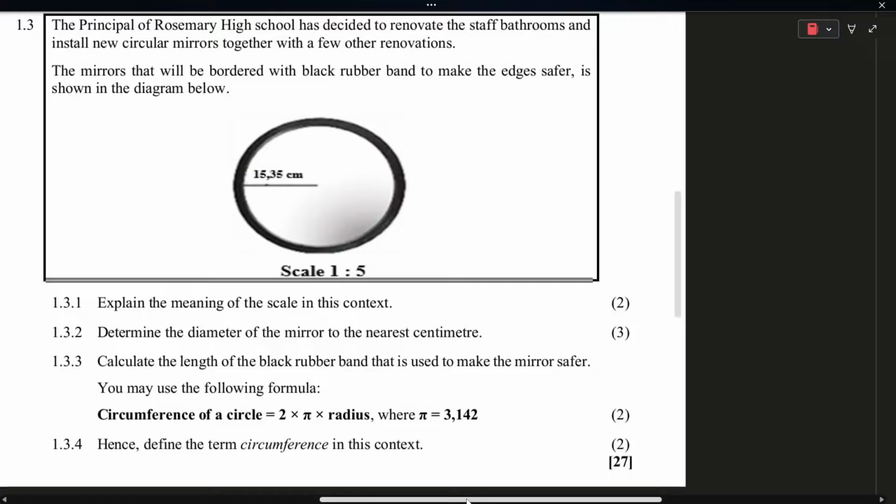It's a circle. It's also having a diameter, and the scale is 1:5. See? Or rather, it's not a diameter, it's a radius, which is what we're given. Now, let's look at our first question. Explain the meaning of the scale in this context.